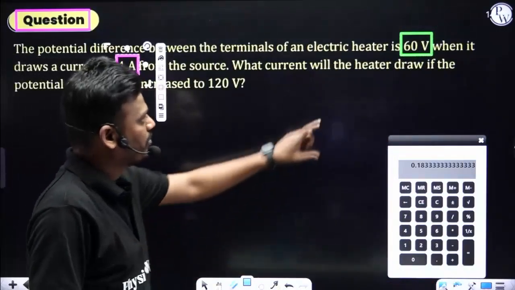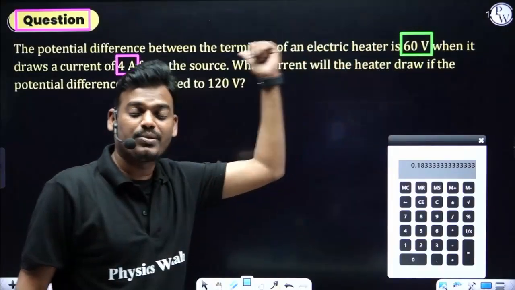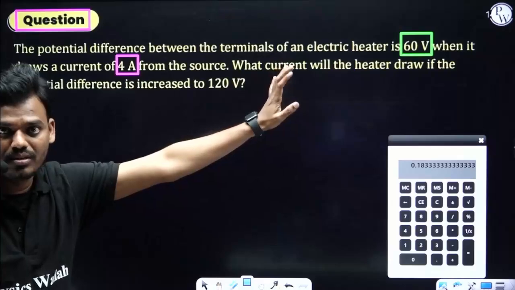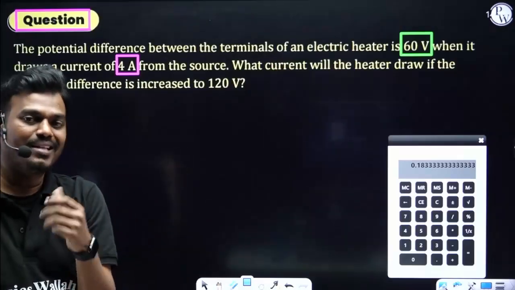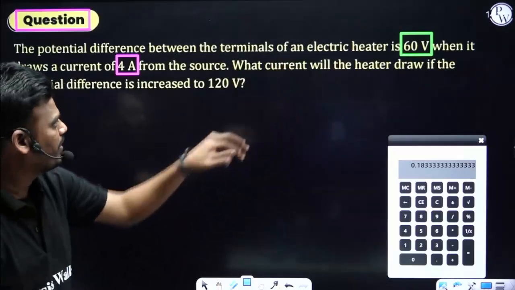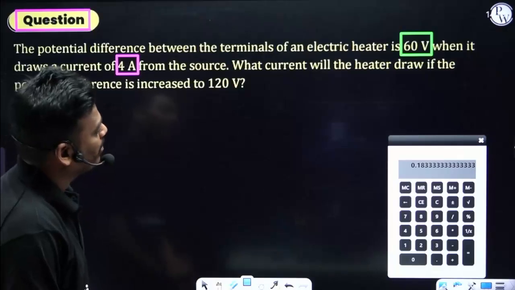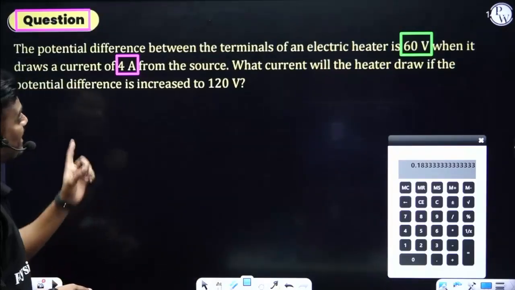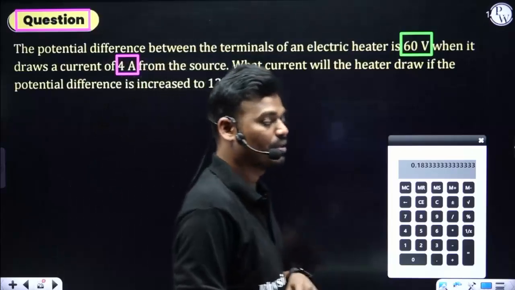What if the potential difference changes? What happens to the current? If the potential difference changes, then the current is also going to change. That is our rule, by Ohm's law. Now, what current will the heater draw if the potential difference is increased to 120 volt? What happens to the current?